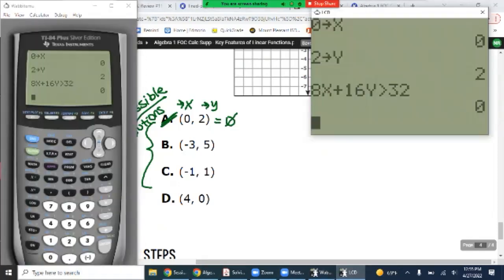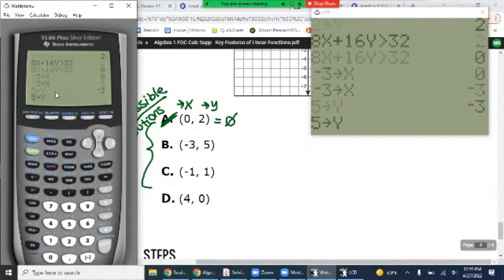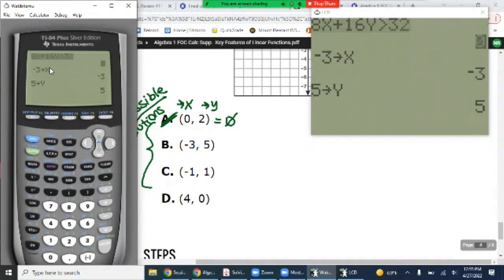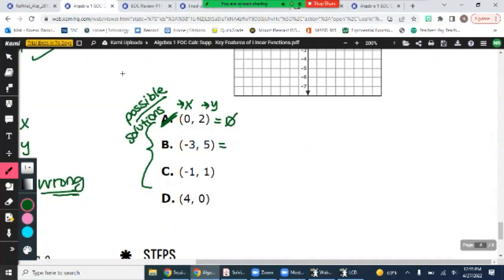Let's try the next one. -3 store X, 5 store Y. I'm too lazy to type it in again, so I'm going to highlight it, enter. What does that one give us? Equals 1. So what's my correct answer? B. And what did we just do? We avoided solving for Y, graphing it, and shading it. You're welcome. Turn the page.